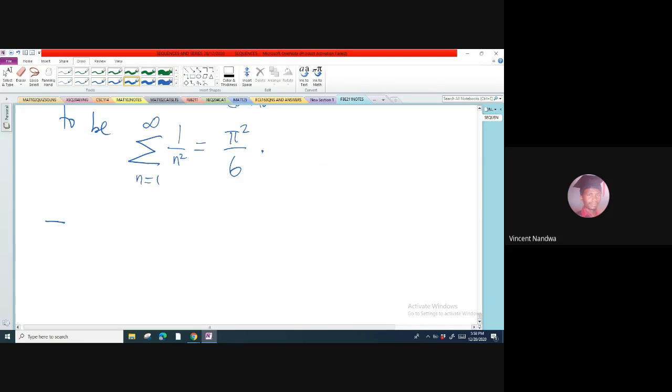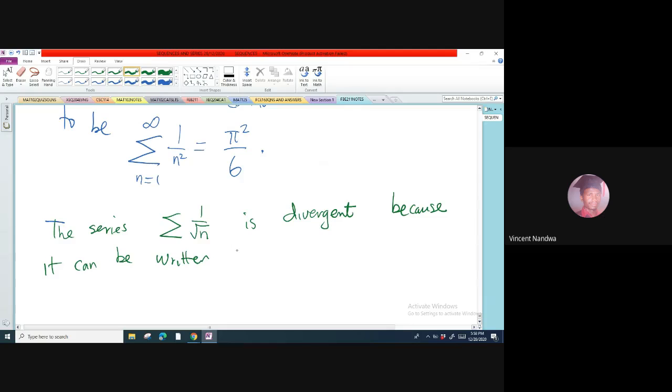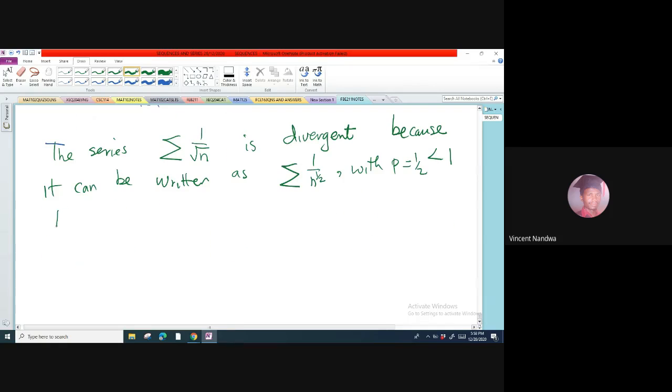Another example: the series is divergent because it can be written as a P series with p equals a half, which is less than 1.